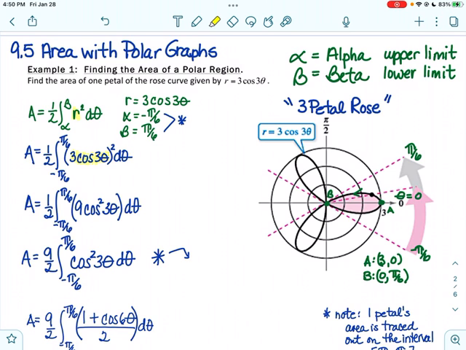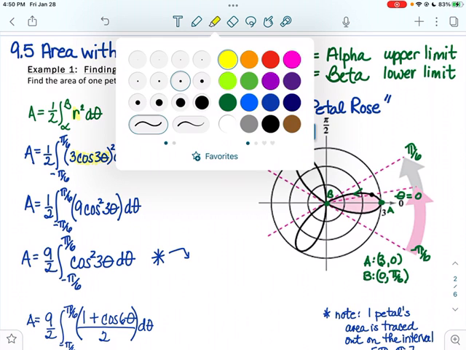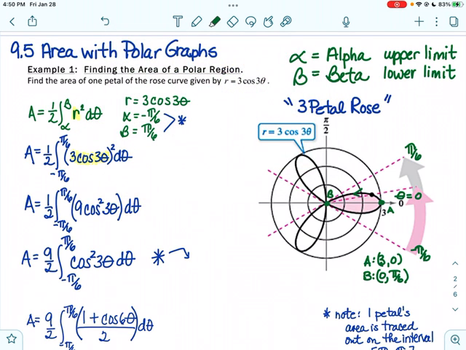We start off with our formula in step one. I'm going to use a green highlighter here. So there's step one. We write our equation, noting that this problem says find the area of one petal of the rose curve given by r is equal to 3 cosine 3 theta. So we have r. Now notice I have alpha and beta already, and here's the rule for finding alpha and beta. We watch the behavior of the curve.